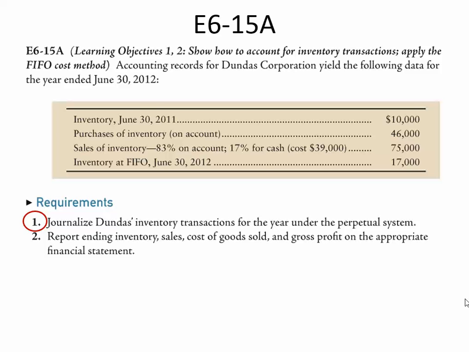Now time for exercise 6-15A. We have a bunch of data given to us, and we have two requirements. One, to journalize their inventory transactions for the year, and two, to report the ending inventory, sales, cost of goods sold, and gross profit on the appropriate financial statements. Let's get started on this one then.